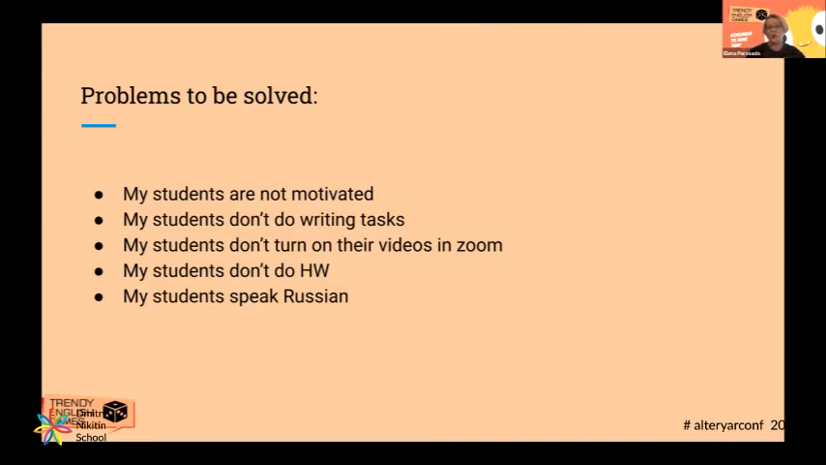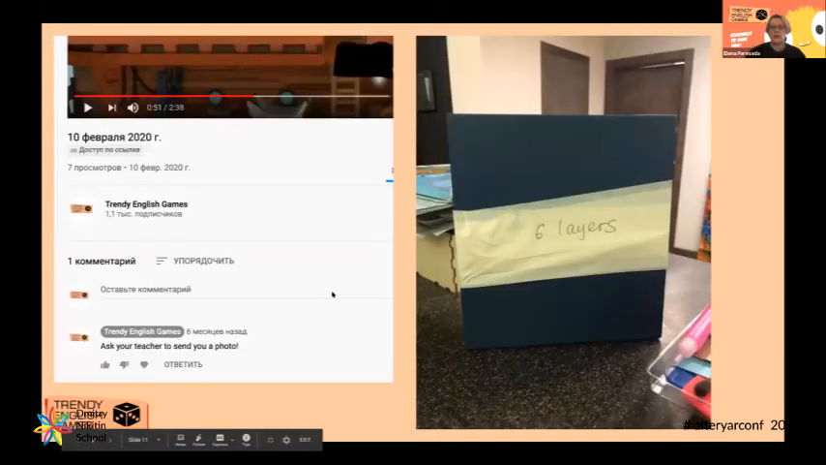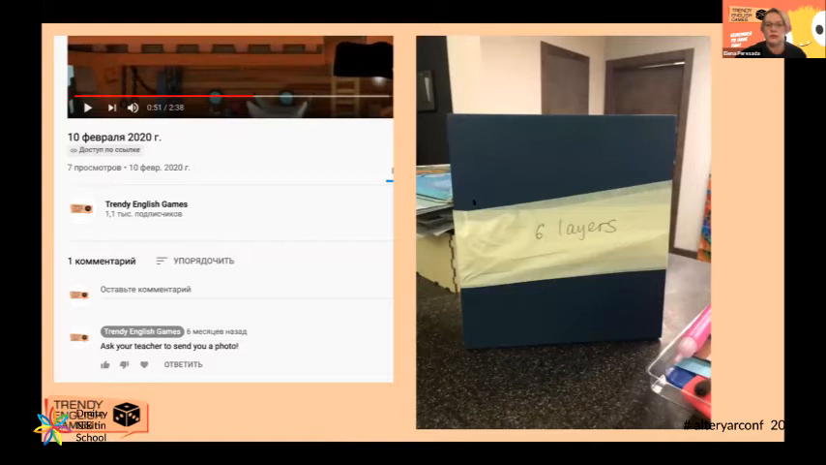So always think about your target, about your aim. What kind of behavior do you want from your students? I want my students not to speak Russian. I want my students to bring at least some part of the homework to the lesson. And this is very important to start with. Okay, I will give you some examples.